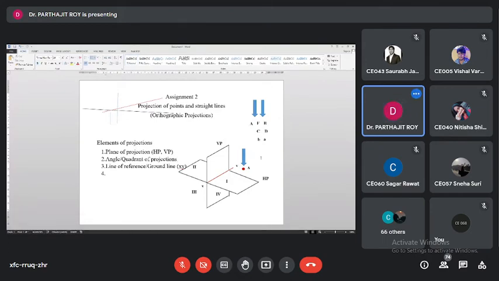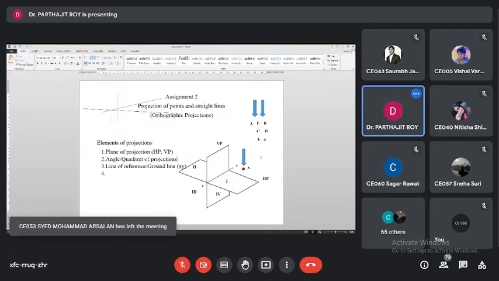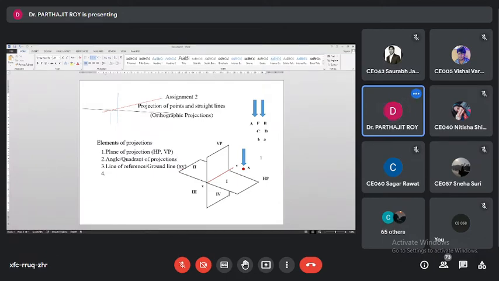So we have a point A, which is lying in a space above the horizontal plane and in front of the vertical plane. Immediately I say that this point is occupying a position in the first quadrant. Am I clear? Similarly, if my point lies here, then I will say that this point is occupying a position in the second quadrant. If it is here, I will call it occupying a position in the third quadrant, and accordingly in the fourth quadrant also.